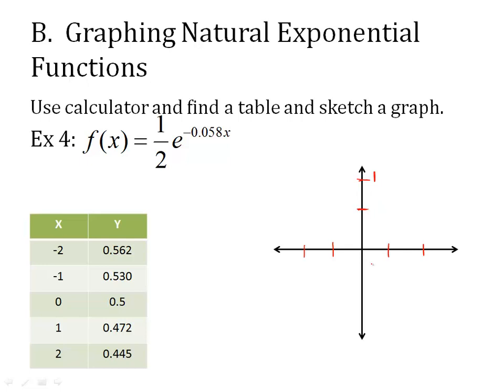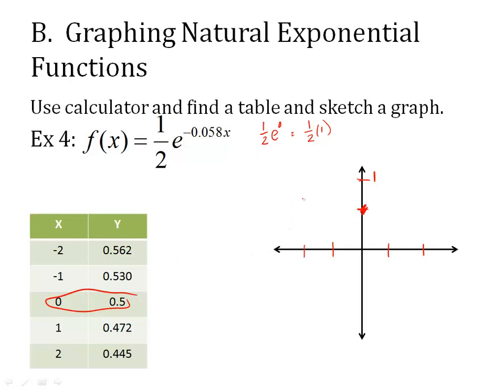This is 0.5. Nothing's going to be 0, right? I'm sorry, nothing's negative. Again, look at where x is 0. What's happening? Well, this becomes -0.058 times 0, which is 0. So 1/2 times e to the 0 power is the same as 1/2 times 1, so it's 0.5. That's why when x is 0, y is 0.5.